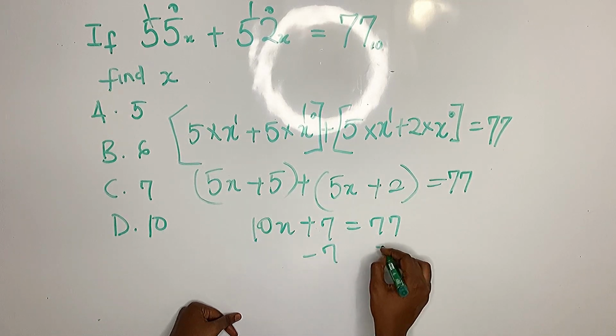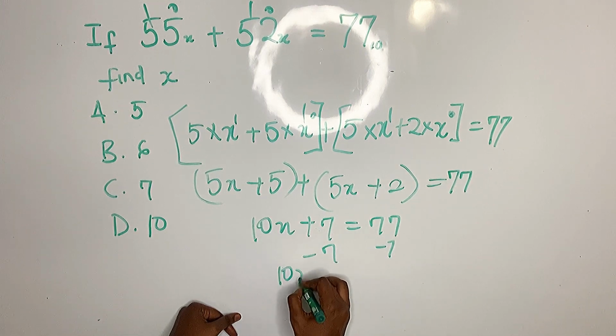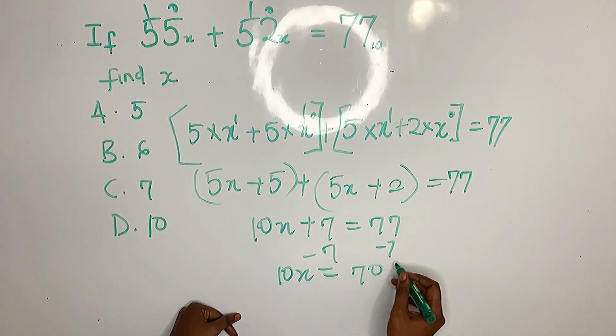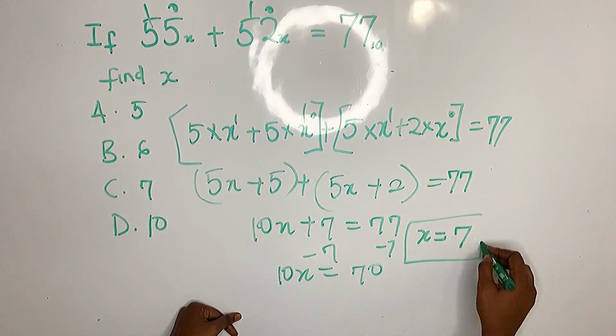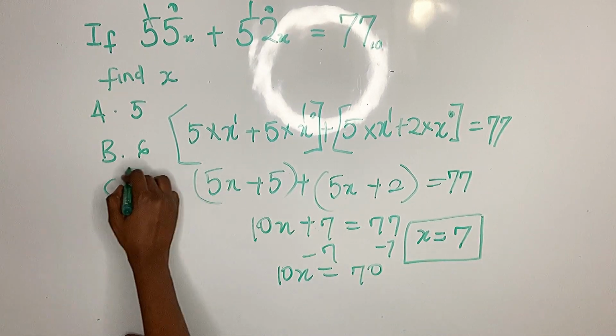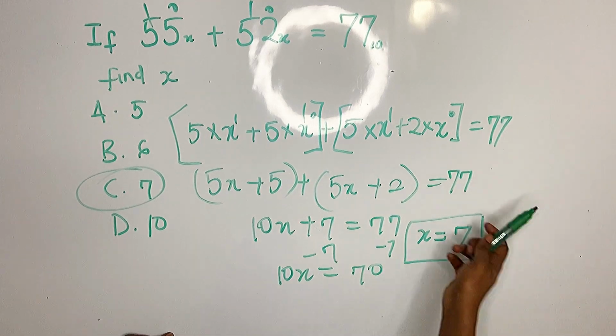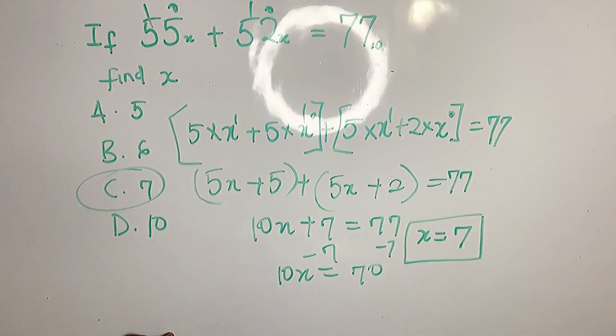If we subtract 7 from both sides, we'll have that 10x is equal to 70. That means our x is equal to 7 if we divide both sides by 10. And that leaves us with C as our answer. It might look complicated, but it's actually very simple.